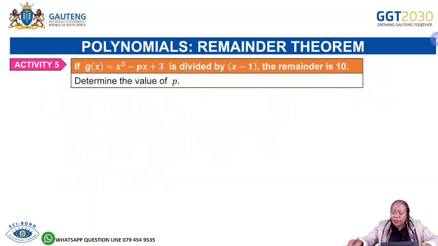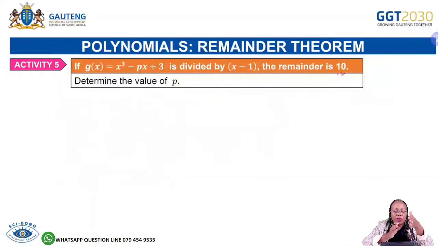And then activity 5 here, we are looking at g at x. If g at x is x cubed minus px plus 3 is divided by x minus 1, the remainder is 10. Remember, on the previous activities, we were determining the remainder. We were calculating the remainder.